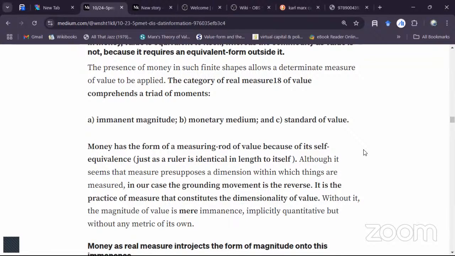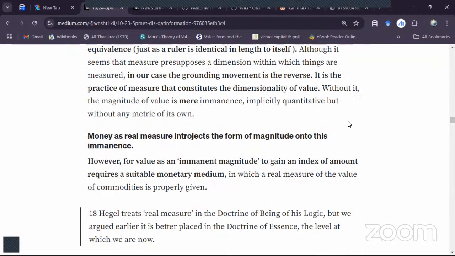It is the practice of measure that constitutes the dimensionality of value. Now, we went through a long bit of yammering about this to get there, but this is why there are both qualitative and quantitative elements of this and measure. Without it, the magnitude of value is mere immanence, implicitly quantitative, but without any metric of its own. Money as real measure interjects the form of magnitude onto this immanence. So there are criteria. And of course, if you accept things at face value, you could get into real trouble. However, value is an immanent magnitude. To gain an index of amount requires a suitable monetary medium in which a real measure of the value of commodities is properly given.